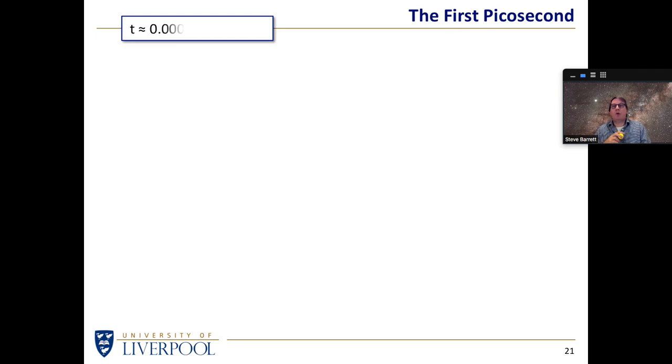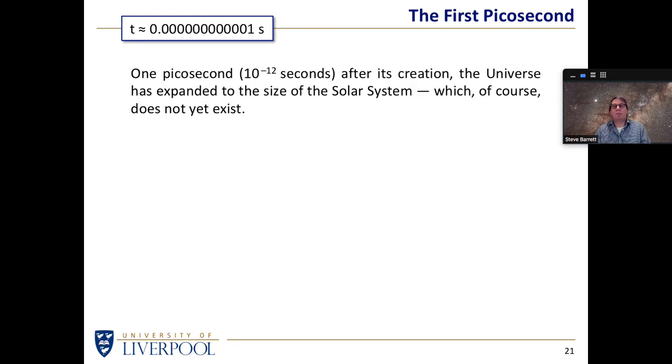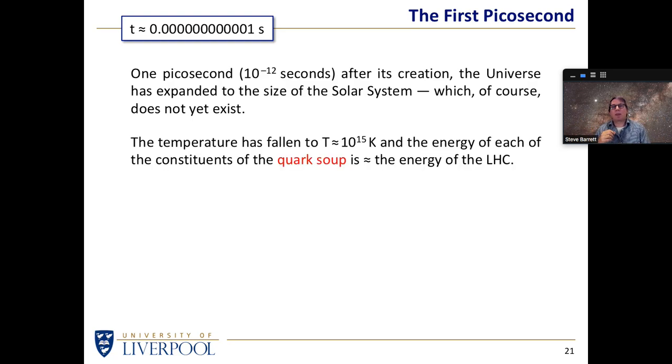Now we jump forward to 1 picosecond, 10 to the minus 12 seconds, 1 trillionth of a second. The universe has expanded from a golf ball until it's the size of something of order the solar system. Okay, the solar system doesn't exist yet, but just to give you an idea of scale, something that is not yet light years across. The temperature has fallen. Remember, as the universe expands, it cools, and the temperature has fallen to about 10 to the 15 Kelvin.